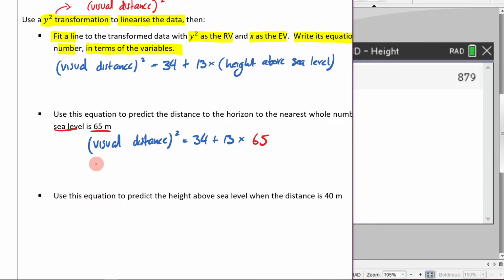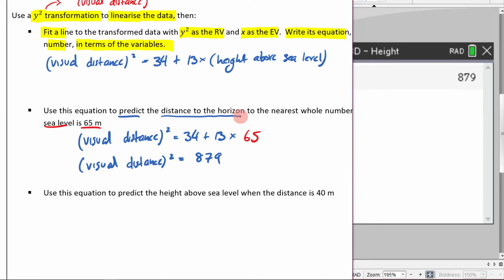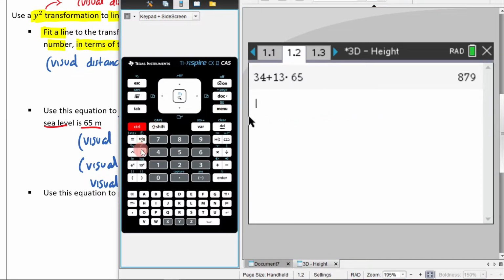Now, what you need to recognize here is that the visual distance squared is going to be equal to 879. We don't want to find what it is squared. We want to, as it says, predict the distance to the horizon. So we just want the visual distance, not squared. So what are we going to do? Well, to get rid of a square, we're going to square root. So we're going to square root both sides, which means I'm going to be left with the square root of 879.